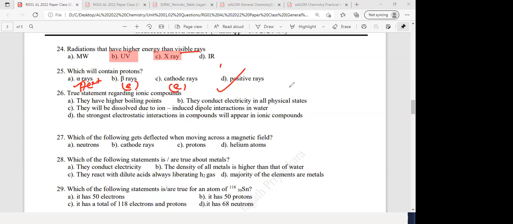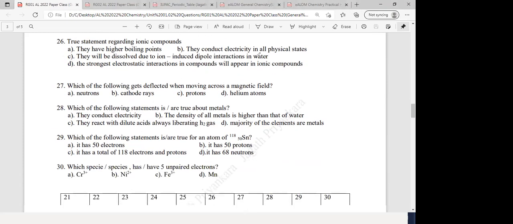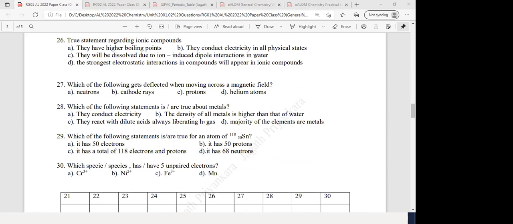Then question number 26, regarding ionic compounds. True statement regarding ionic compounds. Can you quickly post the answer to the chat? They have higher boiling point, yes. They conduct electricity in all three physical states, wrong, no? In the solid state, they don't conduct electricity. Solid NaCl can't. So I'll put a right tick for this one.